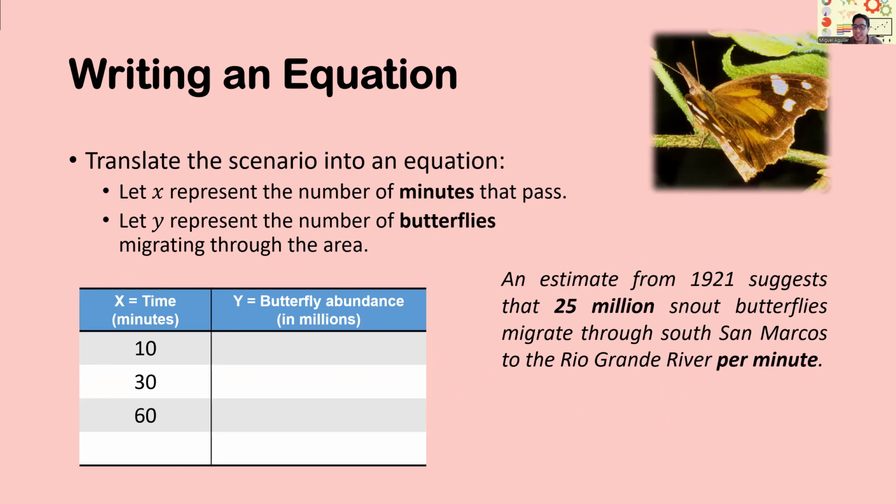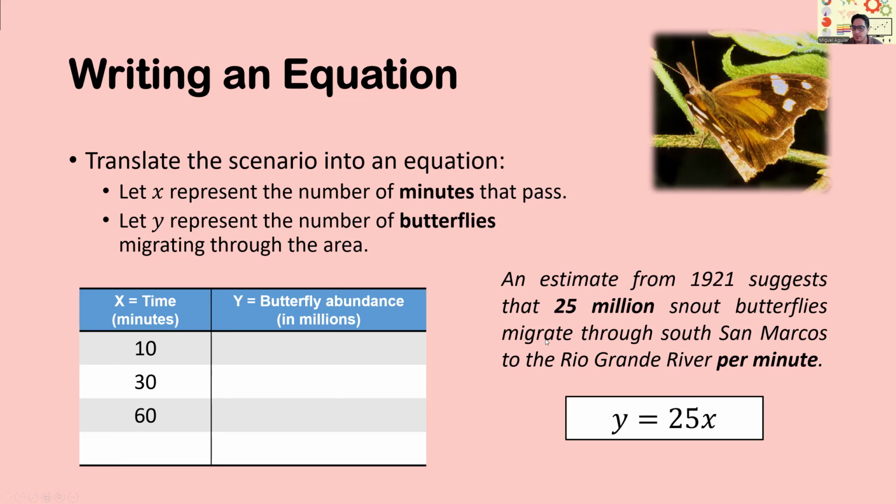It's exactly the same as that gas scenario, right? So we can think about writing an equation after we establish a pattern. First we have to define our variables. We have to say, let x be the number of minutes that pass. So x represents time, okay? And let y represent the number of butterflies that migrate through that area. And since we know that 25 million fly through that area per 1 minute, then for 10 minutes, we just multiply 25 million times 10, right?